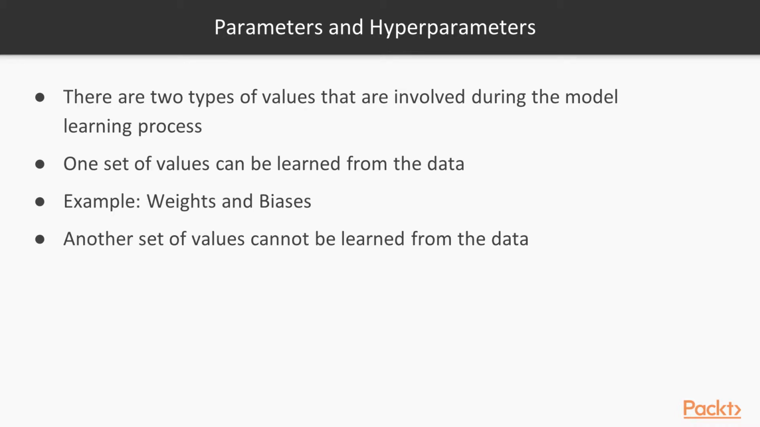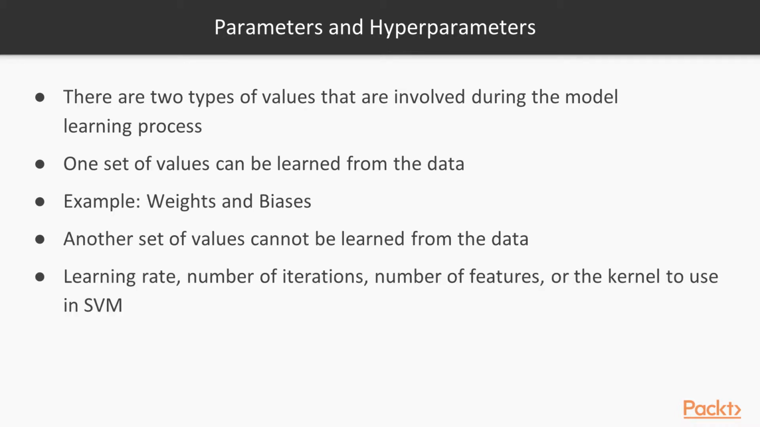Another set of values cannot be learned from the data, and this is something the user has to somehow estimate based on different tests, like the learning rate, the number of iterations, the number of features, or the kernel used in SVM. We'll talk about kernels in SVM in the next section. So basically, hyperparameters are the knobs that we can tweak to get an understanding of the data better.